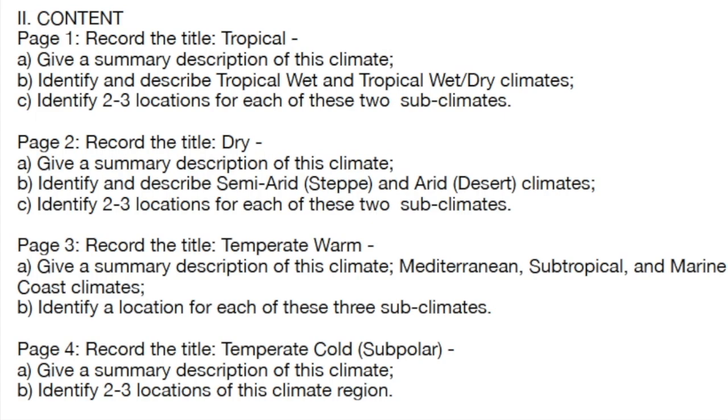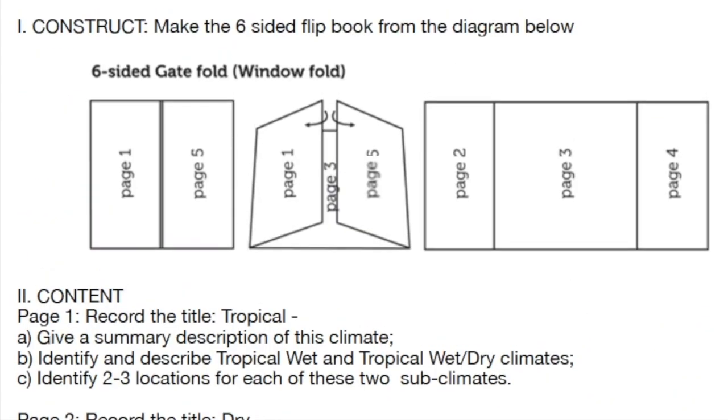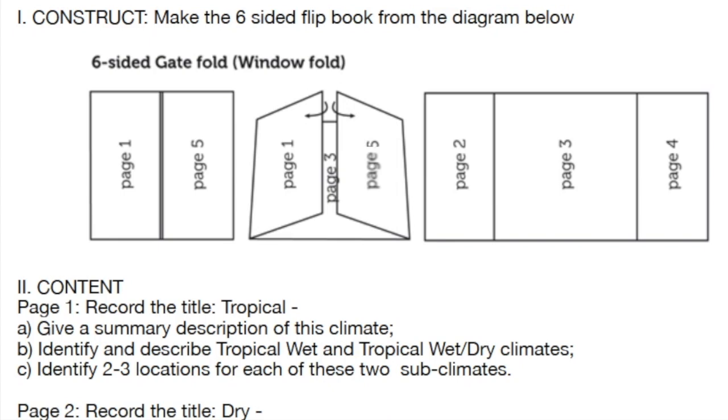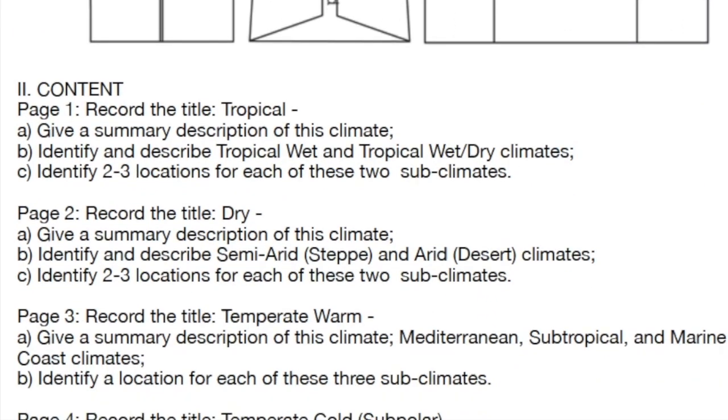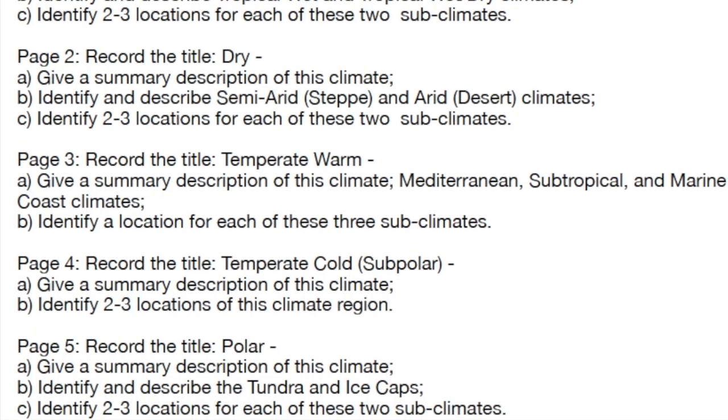Then you move to page 2. Remember, page 2 is on the inside. It's on the other side of page 1. That's going to focus on your dry climate. So you're going to give a summary. You're going to describe the subclimates. You're going to write the names and then give a description for each subclimate, and then you're going to give a total of 4 to 6 locations, 2 to 3 for each subclimate.